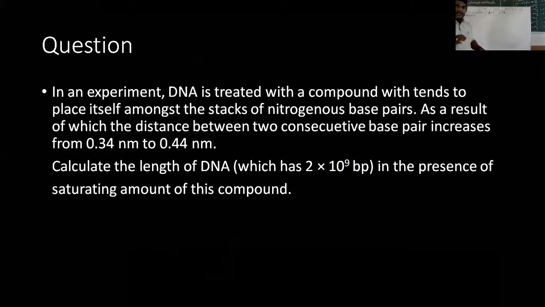Here the question is: in an experiment, the DNA is treated with a compound which places itself amongst the stack of nitrogen base pairs, and as a result the distance between two consecutive base pairs increases from 0.34 nanometers to 0.44 nanometers. In simple terms, they are asking us to calculate the length of the DNA which has 2 into 10 power 9 base pairs in the presence of a saturating amount of this compound.